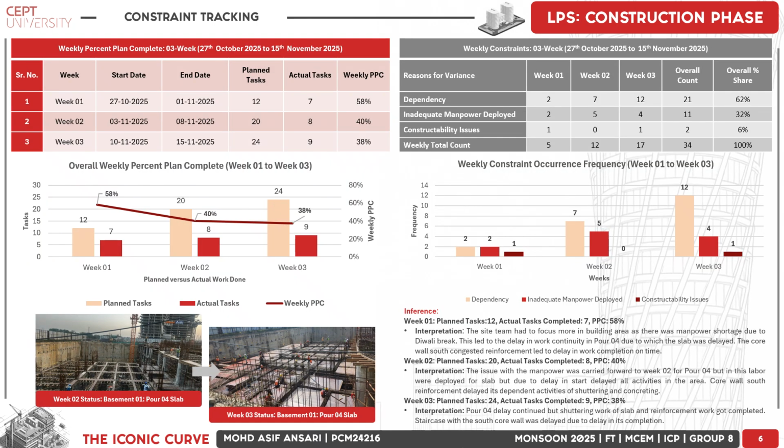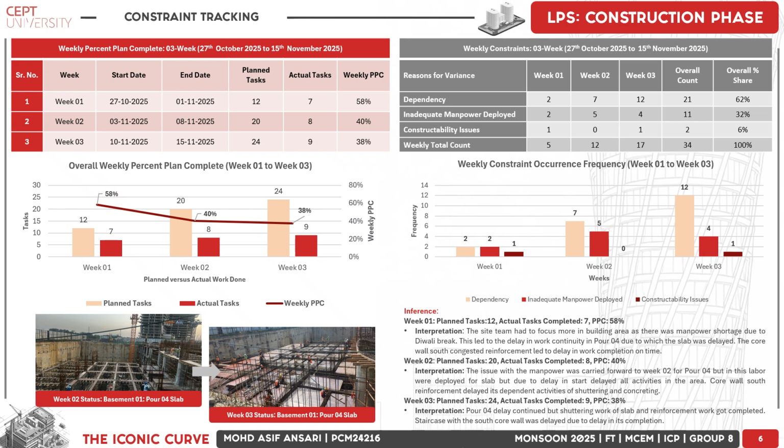Now moving on to track the look ahead plan that we prepared during the last planner system using percent plan complete. For the Iconic Curve, we tracked constraints across 3 weeks of last planner system implementation from 27th October 2025 to 15th November 2025.